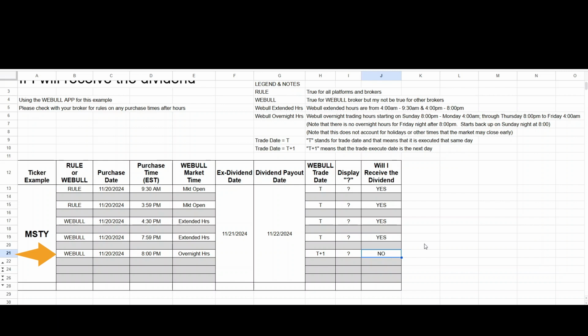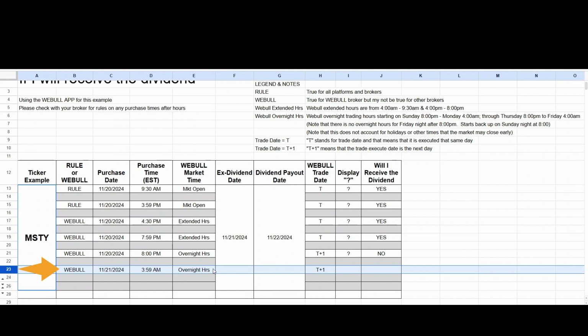So if you do not own those shares before 8 p.m. on November the 20th for a November 21st ex-dividend date on the platform of Webull, then you will not receive that dividend for the 22nd, if that makes sense. So 7:59 was the extended hours. We do receive that dividend, but when overnight hours starts at 8 p.m. the day before the X date, we will not receive those dividends for that next dividend payout.